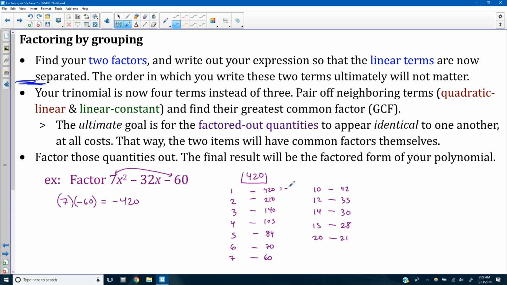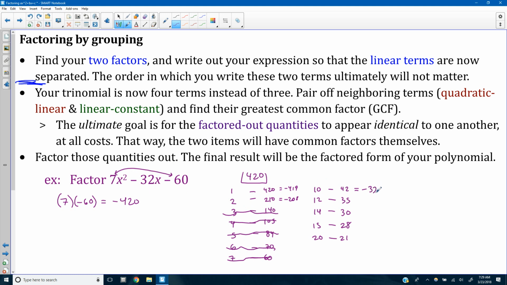So I'm going to get negative 419. Of course not. Negative 208. And you're trying to look for negative 32. Is 3 minus 140 going to be negative 32? I don't think so. I think you can take some out and then kind of press your luck later. 6 minus 70? No, come on. 7 minus 60 is still negative 53. Here it is. This one's negative 32.